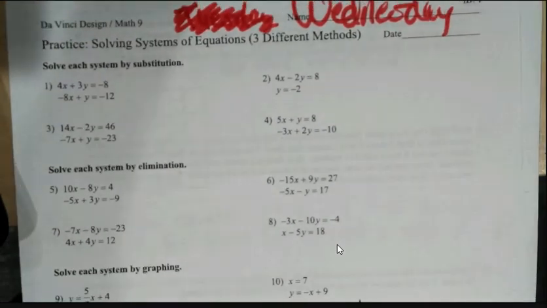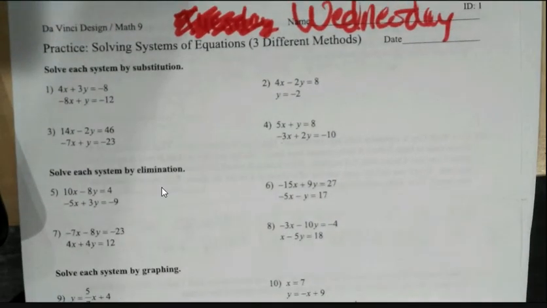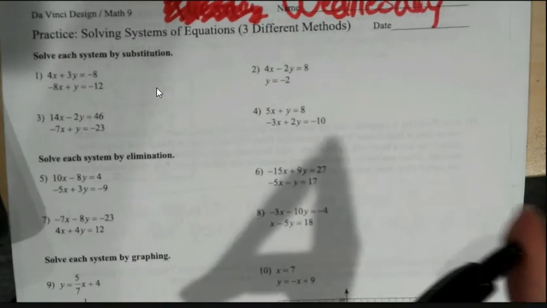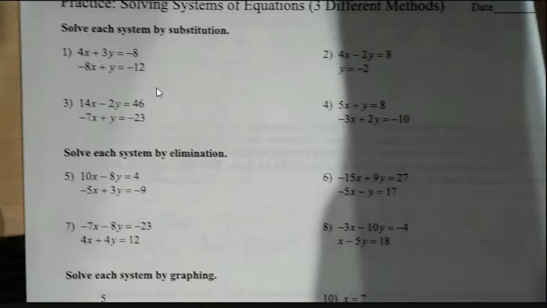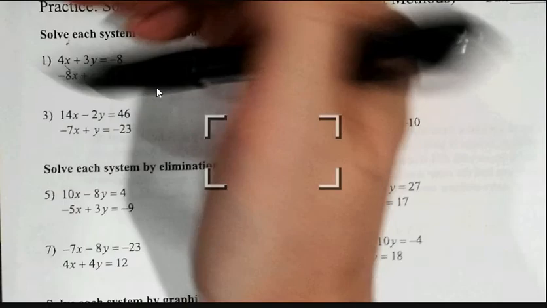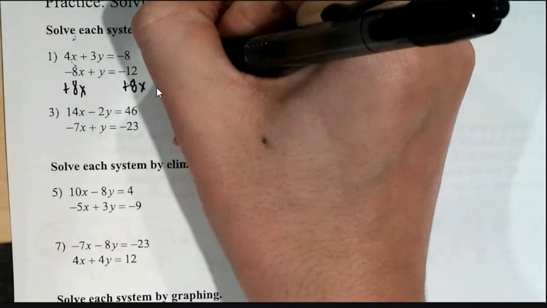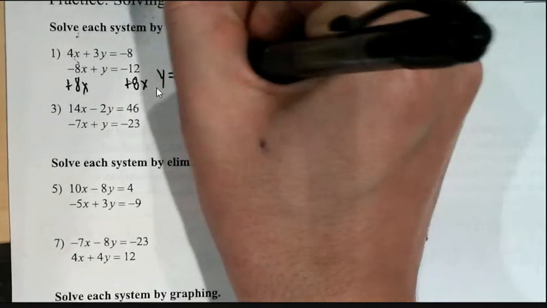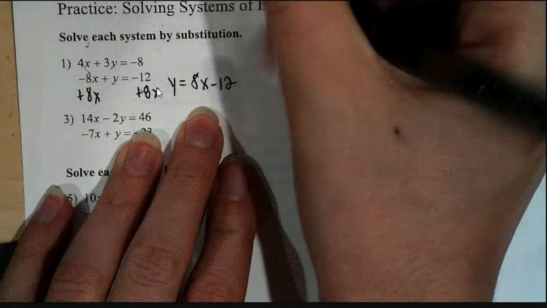If so, happy Friday. First thing we're going to do is solve systems of equations by substitution. So the first thing we have to do is make sure one of these has a variable isolated. So I'm going to isolate the y by adding 8x to both sides. So this equation becomes y equals 8x minus 12.